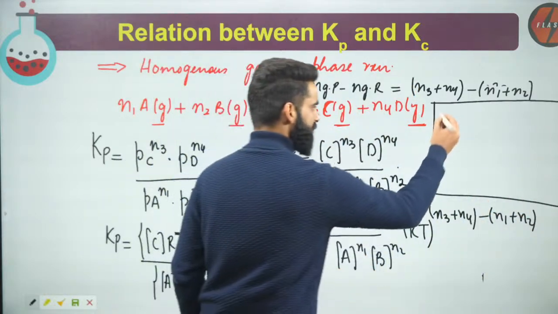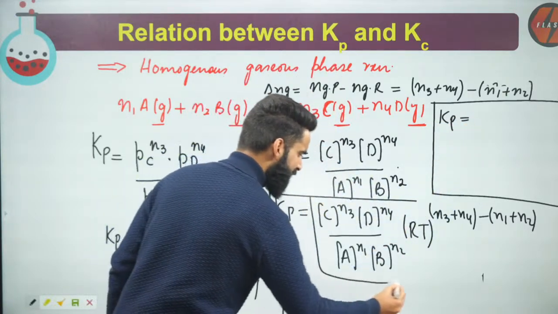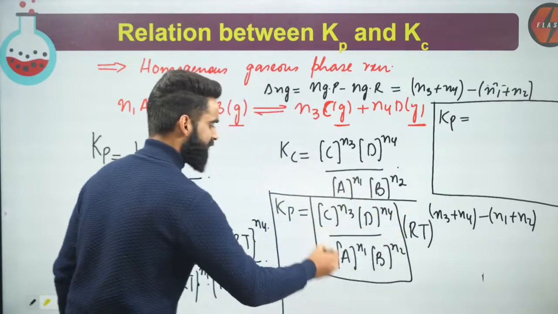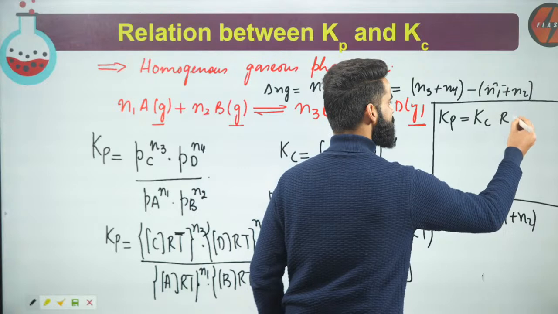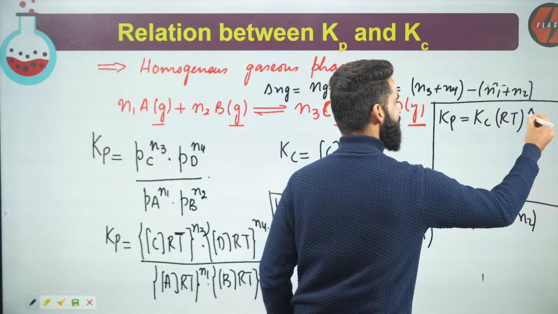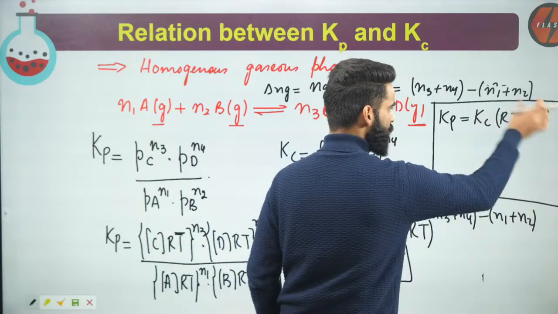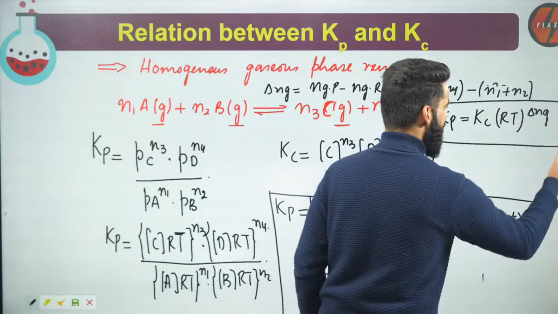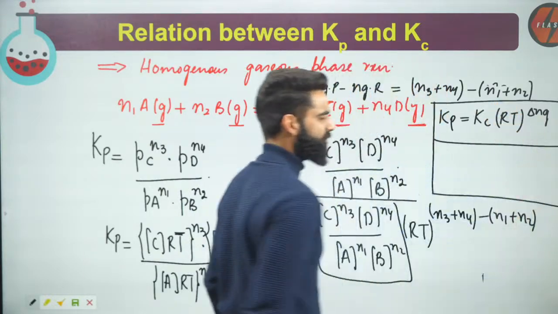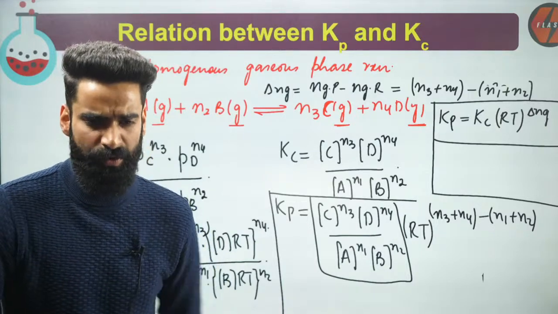What do we call this part? This is what we call Kc. So Kp is equal to Kc (RT) to the power delta Ng, because (n3 + n4) − (n1 + n2) is delta Ng. This is the relation between Kp and Kc for a given reaction at equilibrium. Let me know in the chat box if it is clear to you.